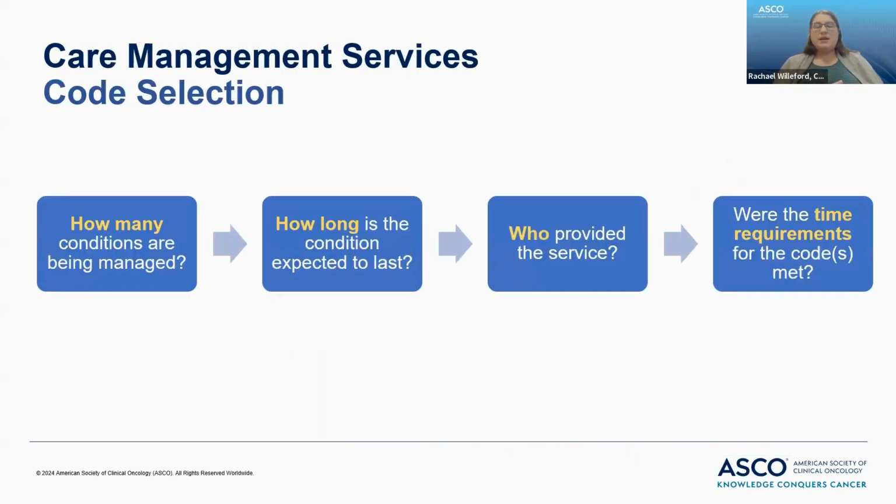So what are we going to think of when we're looking at code selection for care management? Well, how many conditions are being managed? Is it 2? Is it 1 serious high-risk illness? How long is the condition expected to last? This has got to be expected to last a significant amount of time. Who's providing the service? Is it clinical staff? Is it a physician? Is it auxiliary personnel? And were the time requirements for the codes met?